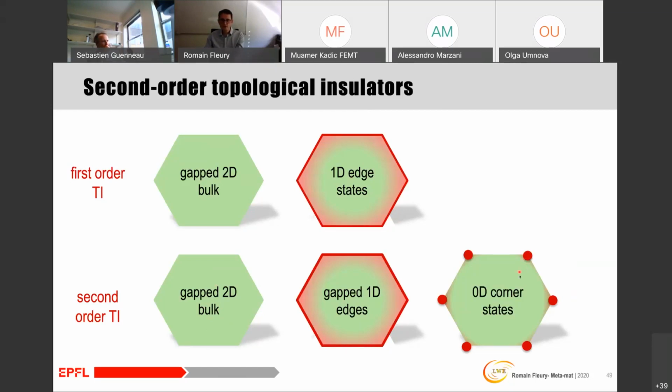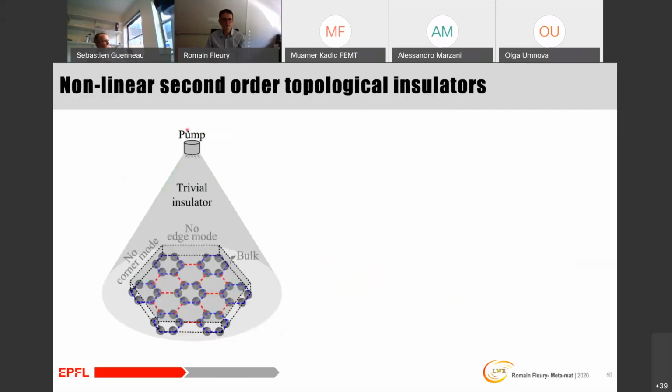All right, but because I said that I wanted to first load the system, and when there's sufficient energy, then it can be sucked to the corner, what I need is something nonlinear. So we proposed last year the concept of nonlinear second-order topological insulators. It is a regular second-order topological insulator, for instance, this lattice with coupled hexagons in a triangular lattice.